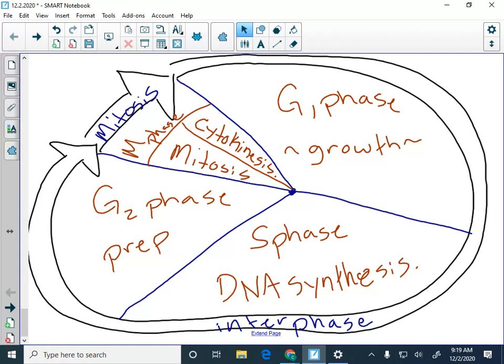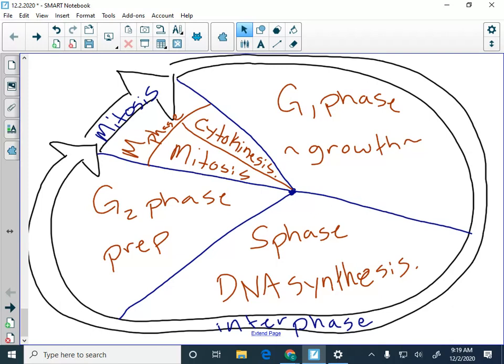But yeah, this is a cell cycle. Every eukaryotic cell does this. G1, S, G2, M. Over and over and over again. Just like we get larva, caterpillar, cocoon, butterfly. Just like that life cycle, but with cells.